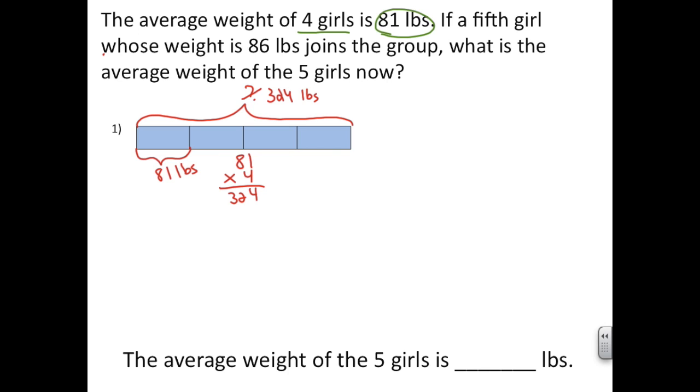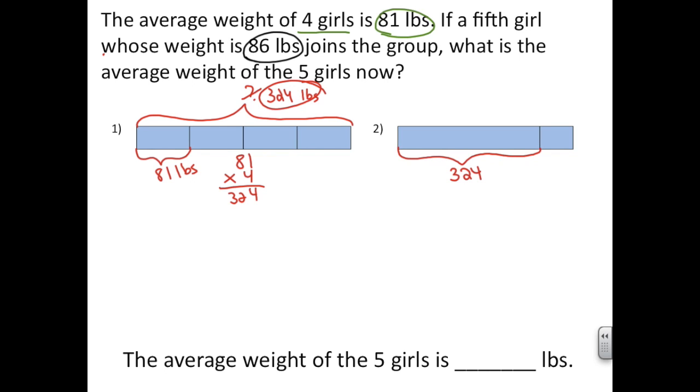So now I know the total. I'm told that the weight of the fifth girl is 86 pounds. So I'm going to draw a bar that's in two parts because I already found the total of the four girls. So I can label this larger part 324 pounds because that's how much the four girls weigh that I just figured out. I'm also told that the fifth girl weighs 86 pounds. And my goal here is to find out the total weight of all five girls. So I'm going to add 324 plus 86. Oops, that should be a 1. And I get 410.